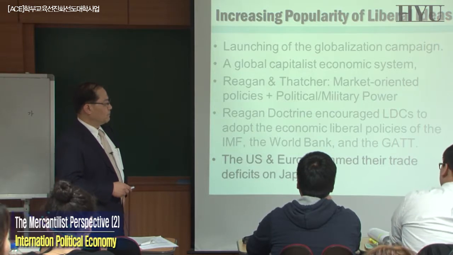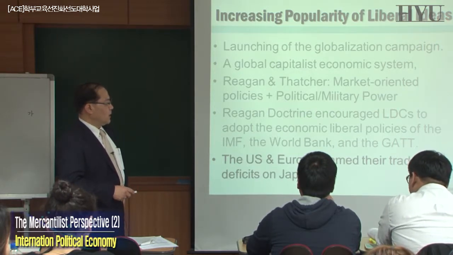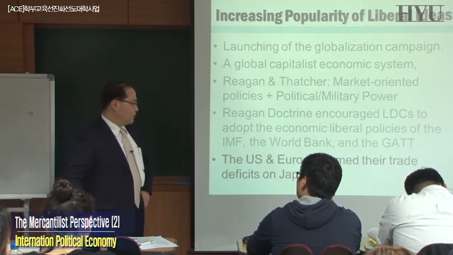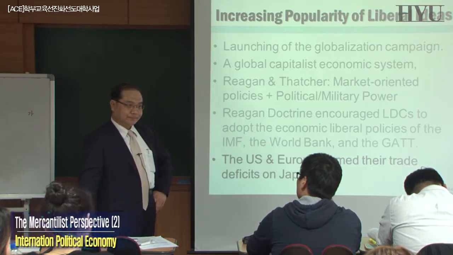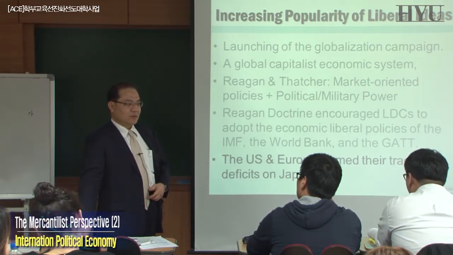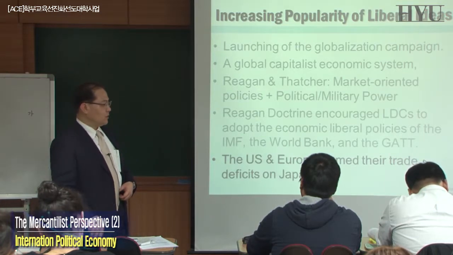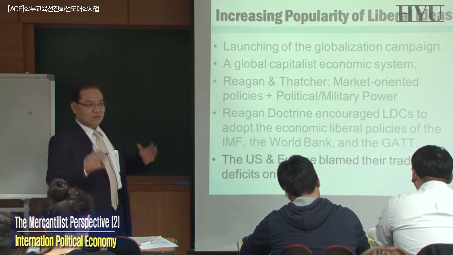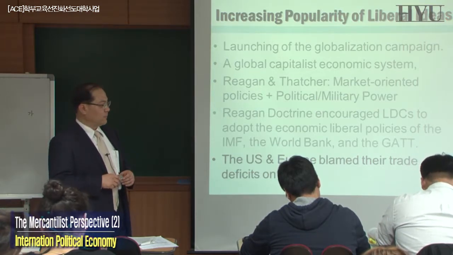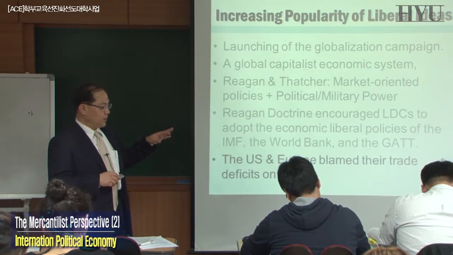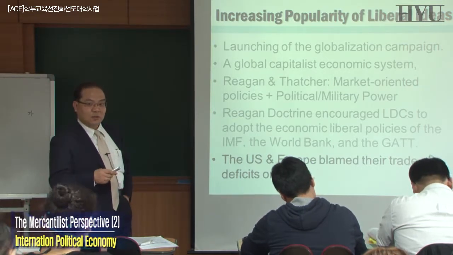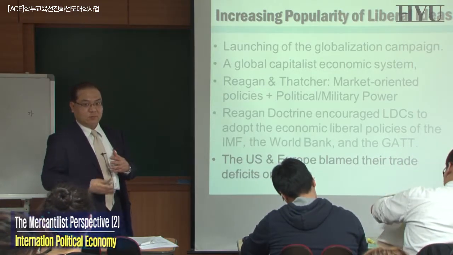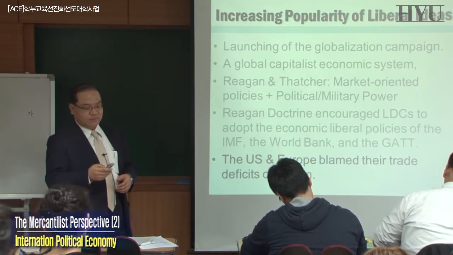And the U.S. and Europe began to argue that Japan is unfair in terms of doing trade with other countries. That's why the U.S. suffered deficits. So that has to be corrected. They began to blame trade deficits on Japan. Trade conflicts between the U.S. and Japan raged in the 80s and 90s.